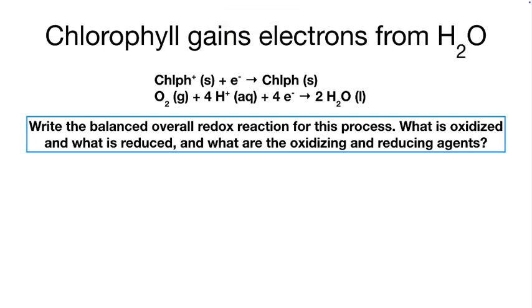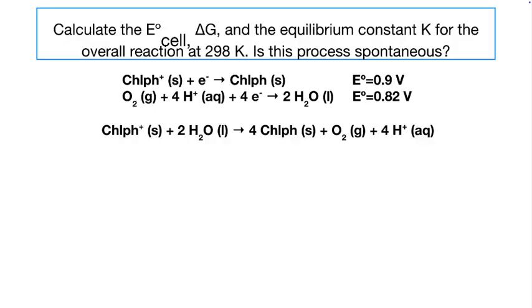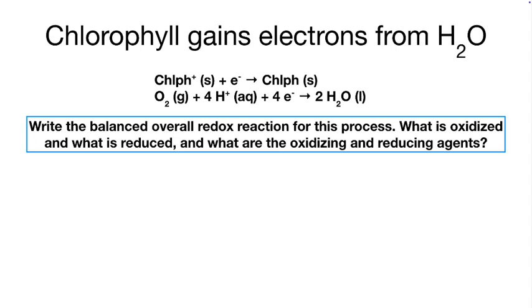Write the balanced overall redox reaction. I almost want to make this more difficult. Never mind. We'll just leave it at that. Write the balanced overall redox reaction, determine what was oxidized, what was reduced, what are the oxidizing and reducing agents. So, the equations given. What happened in each of those equations? Our chlorophyll was reduced and our oxygen was reduced. So both those equations are reduction equations.